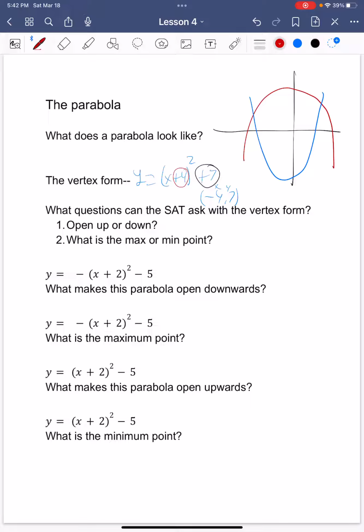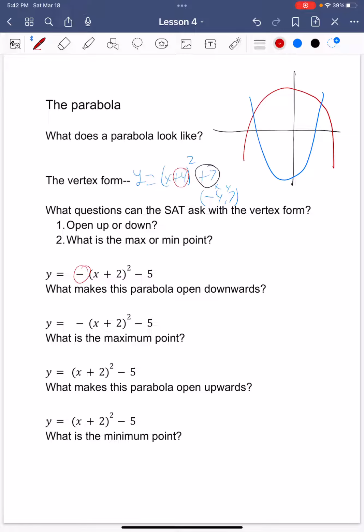What questions can the SAT ask with the vertex form? They're pretty limited in this case. It either opens upwards or downwards, and the other question is, what is the maximum or the minimum point? So here, what makes this parabola open downwards? It's this negative sign. If there is a negative value in front of the (x plus or x minus something) squared, then it opens downwards. And it has a maximum point.